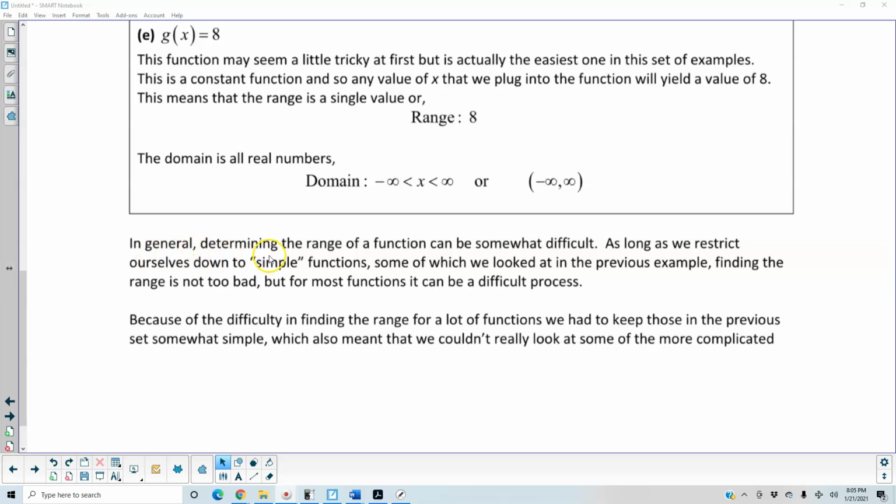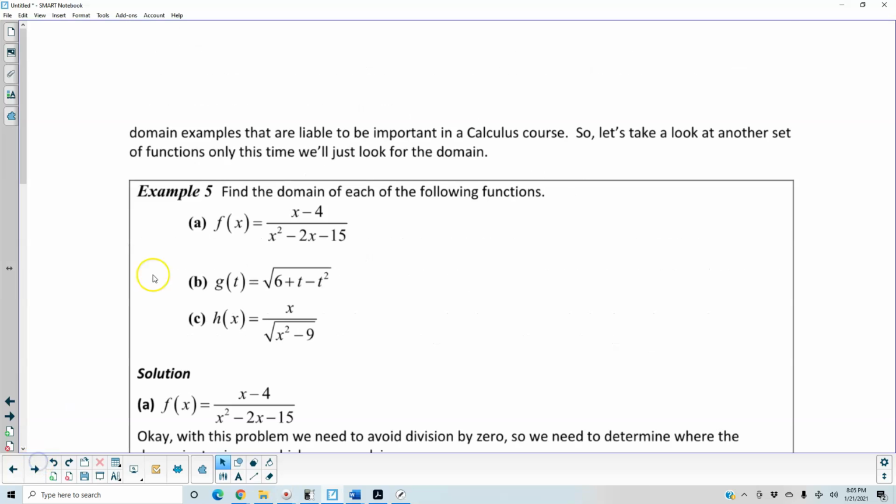In general, determining the range of a function can be somewhat difficult. As long as we restrict ourselves down to simple functions, some of which we looked at in the previous example, finding the range is not too bad, but for most functions it can be a difficult process. Because of the difficulty in finding the range for a lot of functions, we had to keep those in the previous set somewhat simple, which also meant that we couldn't really look at some of the more complicated domain examples that are liable to be important in a calculus course. So let's take a look at another set of functions, only this time we'll look for the domain.